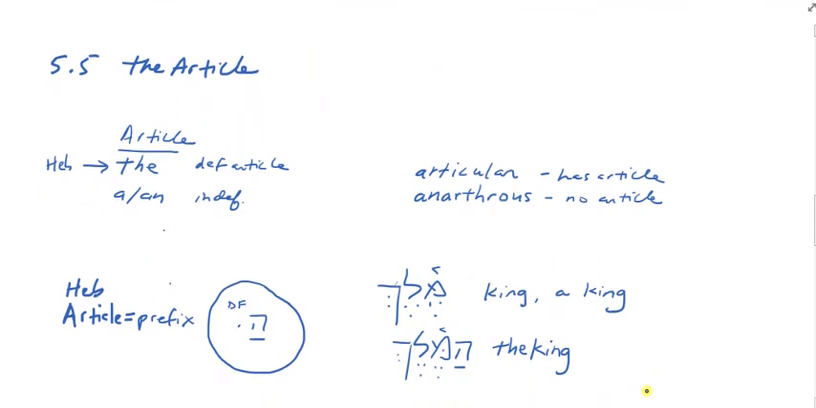Now, how do we form the article in Hebrew? What it is, it's going to be the letter hey with a patach, which is a short a vowel under it, prefixed to the word that I want to make definite, that I want to articulate. And inside the first consonant of that word that I'm attaching the prefix ha to, I'm going to put a dot. And I've written here that it's DF, so that's the dagesh forte.